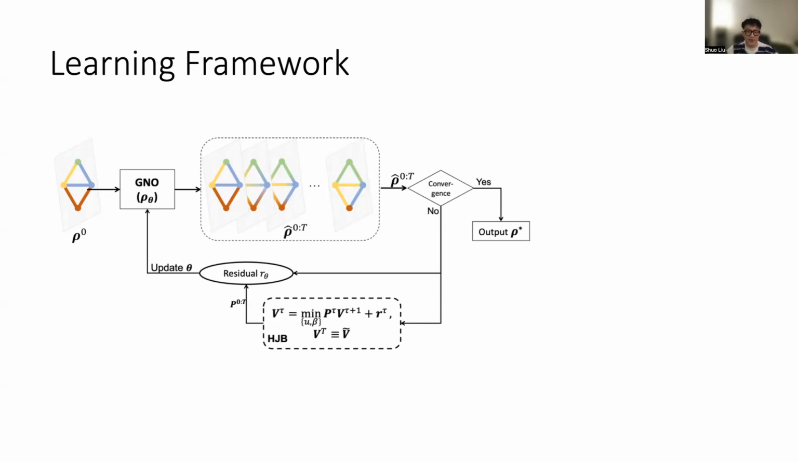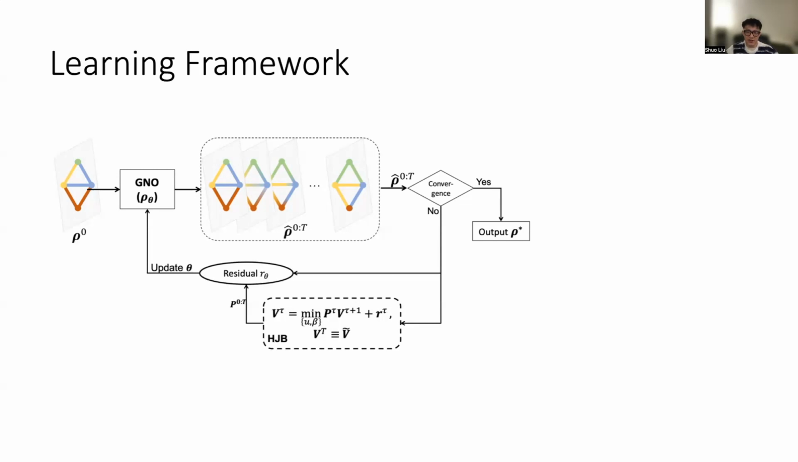We first utilize a graph neural operator, GNO. We feed the neural operator with input fields ρ0, denoting the initial conditions. The input of the GNO is the initial population density, ρ0, along with the transition information to propagate population dynamics. The output of the GNO is the population dynamics over the spatial temporal domain, denoted by ρ0 to t.